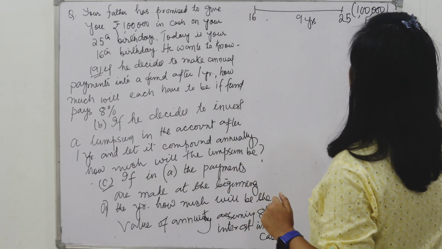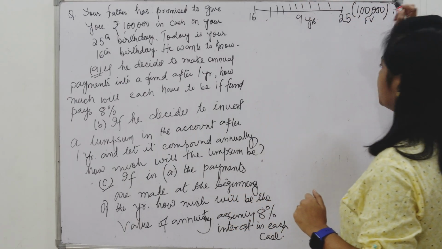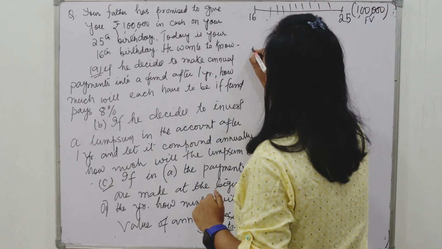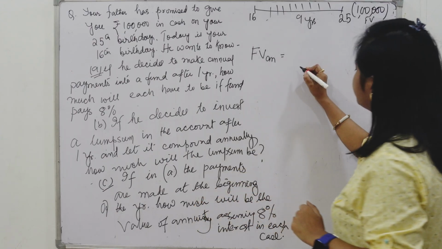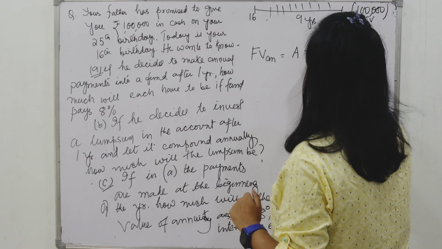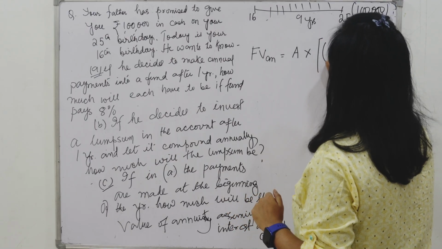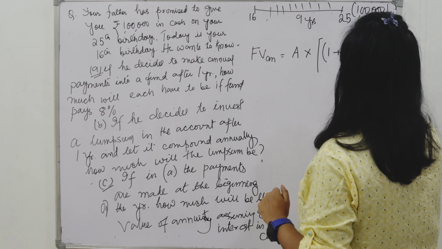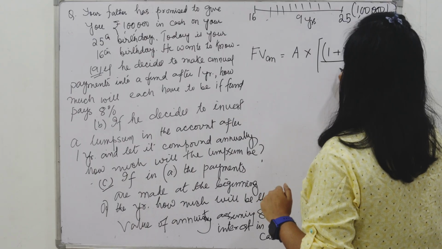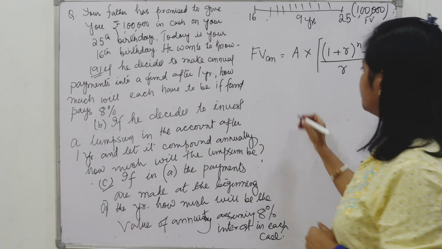This is the future value and you want to know the split up, that how much you will invest so that in future you get 1 lakh. So this is the case of future value of annuity. So what is the future value of annuity formula? Annuity into (1 plus r) to the power n minus 1, divided by r. This is the formula. Let's try and find out how much it will be.